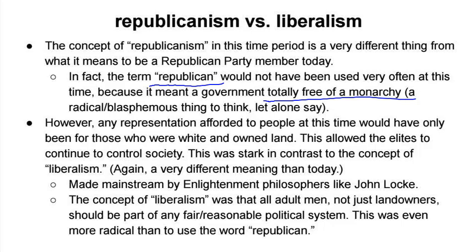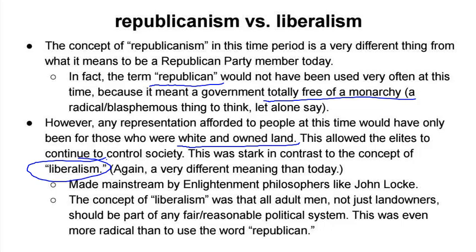Now, the interesting thing is that even within this republicanism, the only people afforded the opportunity to have any representation or to be representatives at all were people who were white and owned land. This allowed the elites to keep control over society. This is very, very stark in contrast to the concept of liberalism. Again, this is a very different meaning than liberalism today. Liberalism today is generally associated with the political policies and beliefs of the Democratic Party in modern politics, but it's a very different meaning back then.